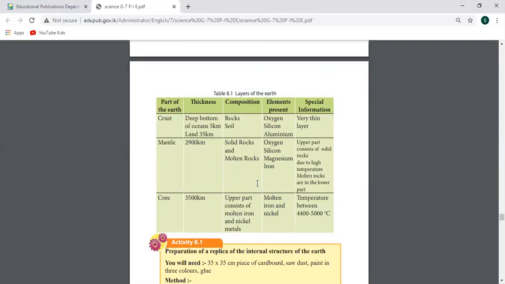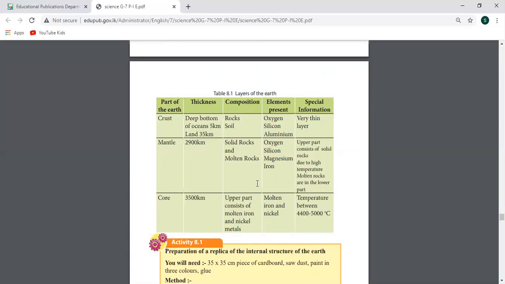And the mantle is 2,900 kilometers, and it consists of solid rocks and molten rocks. There are oxygen, silicon, iron, and magnesium. The special information about this mantle is that the upper part consists of solid rocks, and due to the high temperature, molten rocks are in the lower part.